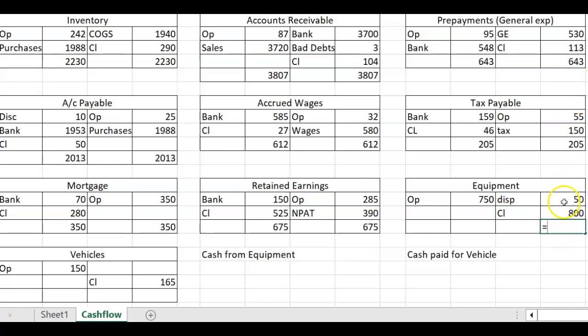Add up that side. Bring it across. And that means we must have spent, in this case, 100,000 on new equipment.